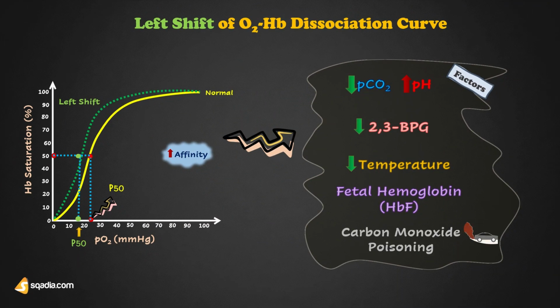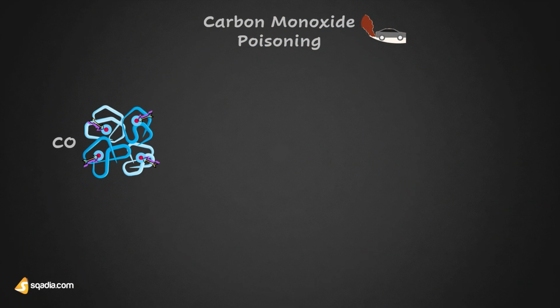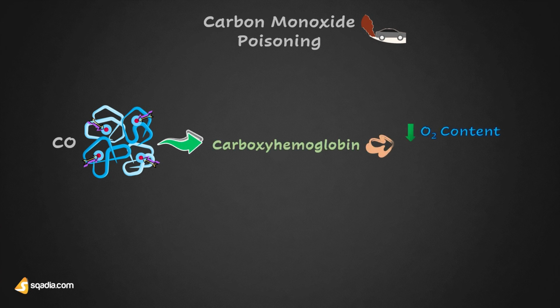Now lastly, inhalation of carbon monoxide can result in severe poisoning, because carbon monoxide occupies oxygen-binding sites on hemoglobin, forming carboxyhemoglobin, thus decreasing the oxygen content of blood. In addition, binding of carbon monoxide to hemoglobin increases the affinity of remaining sites for oxygen, so it decreases the unloading of oxygen, and the dissociation curve is shifted to the left.